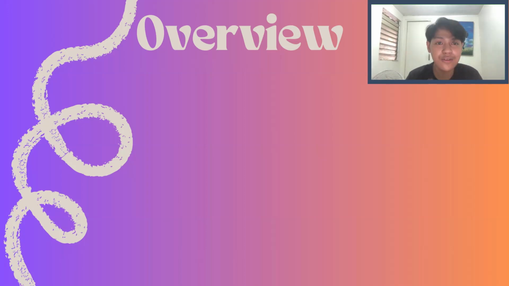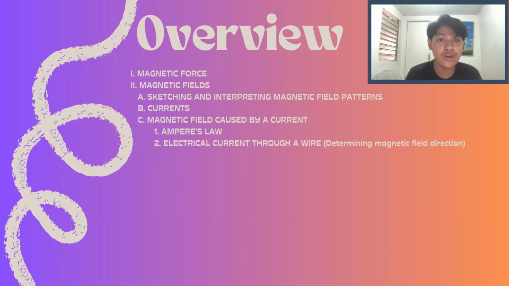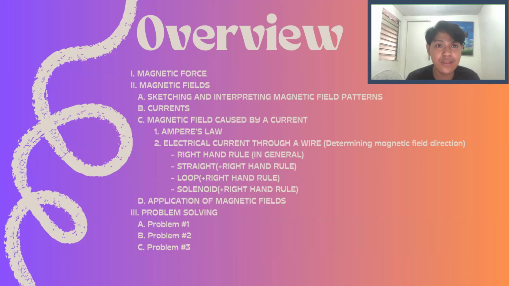Today, here's the overview and we're going to tackle magnetic force. Second is magnetic fields, and under that are sketching and interpreting magnetic field patterns. Third is currents, and letter C, magnetic field caused by a current, and under that is Ampere's law. Next is electrical current through a wire, determining magnetic field direction, where the right hand rule helps, for a straight wire, a loop wire, and a solenoid wire. Next is the application of magnetic fields and problem solving, which has three problems. And lastly is the summary and main points.